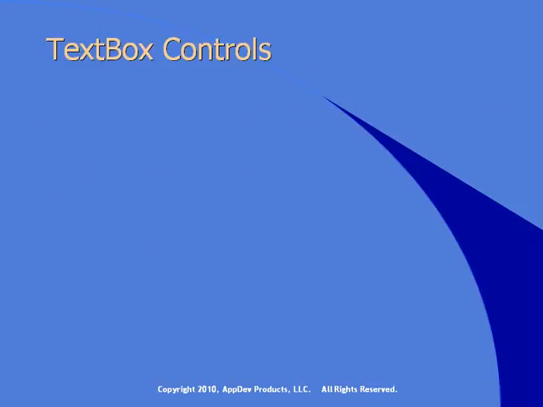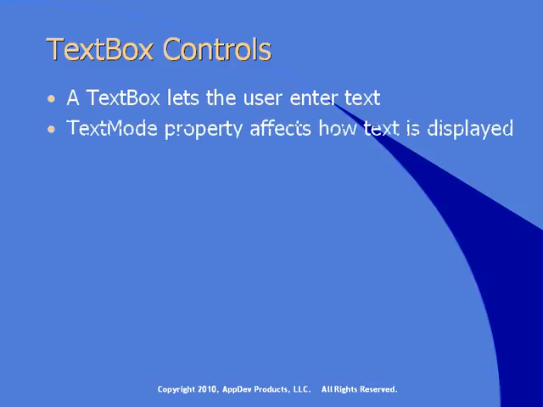Now we're going to talk about text box controls. The text box control lets a user enter text, oddly enough based on the name. But it also includes a text mode property that you can set to display the text in various ways. The default is single line. It just has everything in a single line. You can't hit enter and go to a second line or anything. It's just a small amount of text on one line within the form.